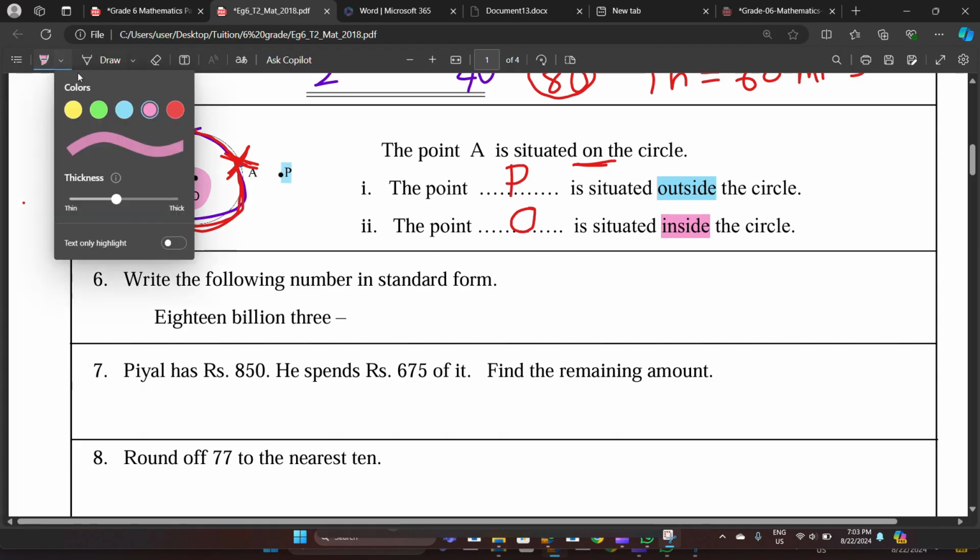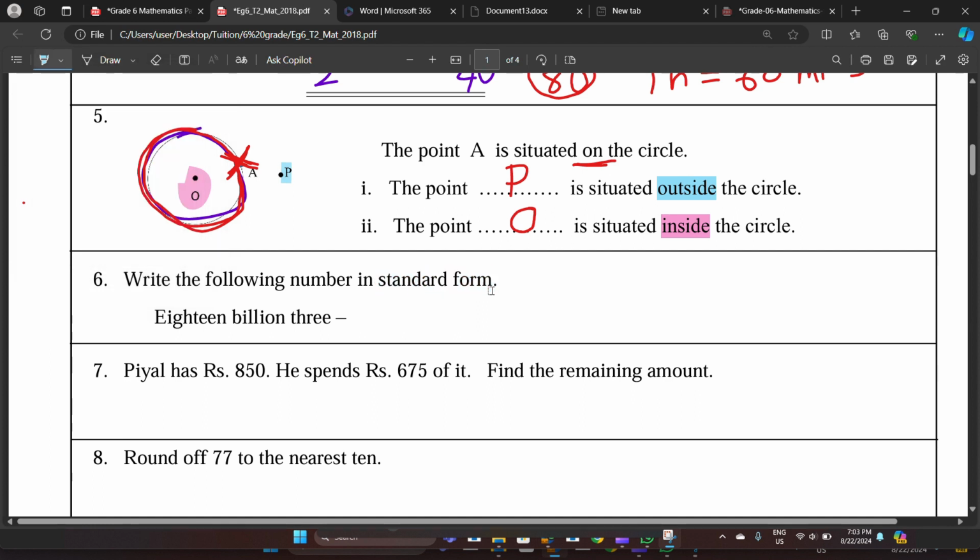In question number 6, it is asking about the standard form. Standard form. There are some standards we have to practice when we are writing a number, a huge number. So this number is 18 billion 3. That's it. 18 billion 3. Okay, let's take an example.